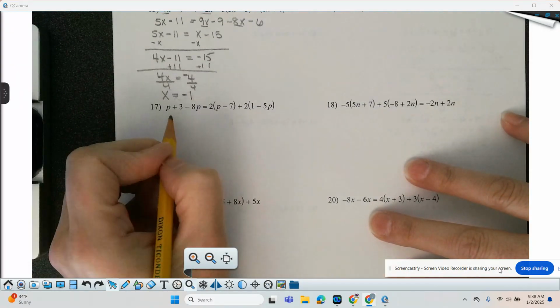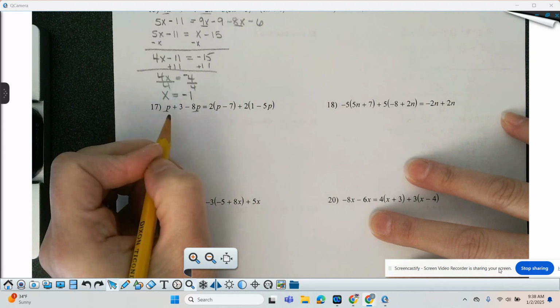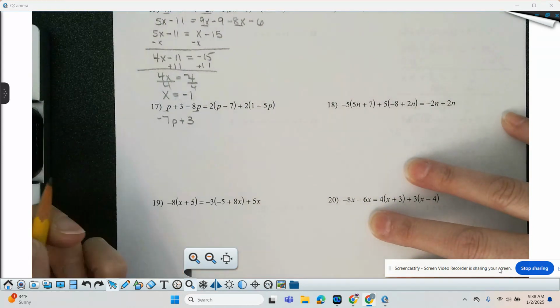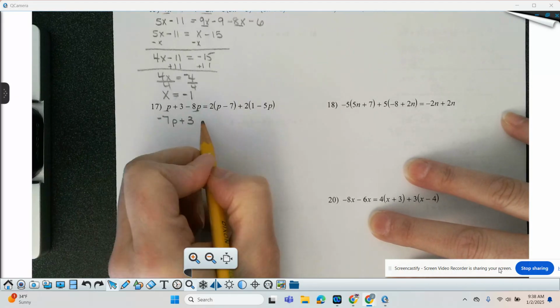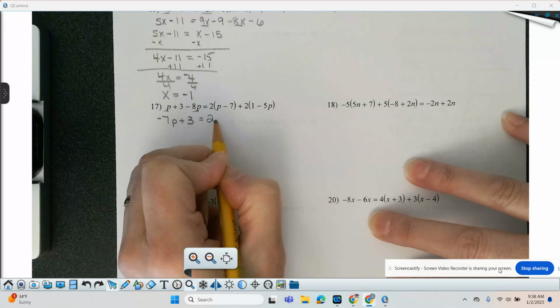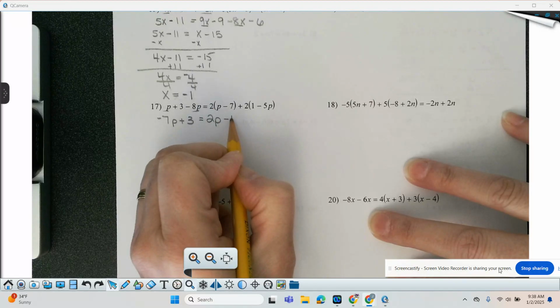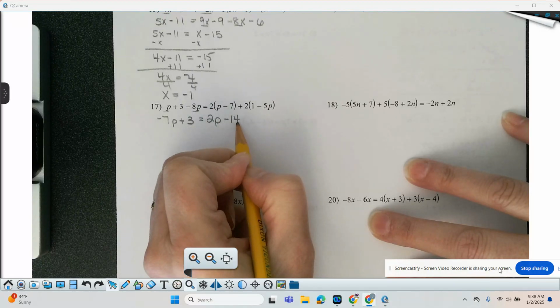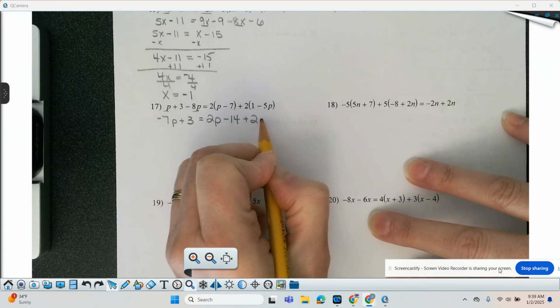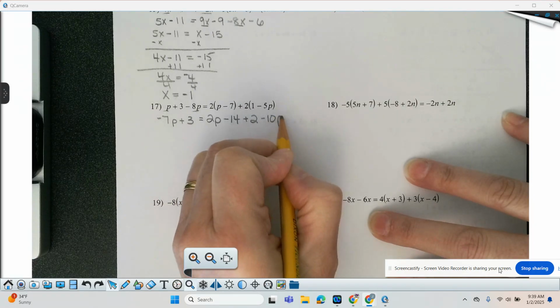All right, this p and this negative 8p are going to combine to give me a negative 7p. There are no other constants, so I'm just going to bring the 3 down. Distribute that 2 in like we've been doing. 2 times p is 2p. 2 times negative 7 is negative 14. Positive 2 times 1 is a positive 2. Positive 2 times negative 5 is a negative 10p.